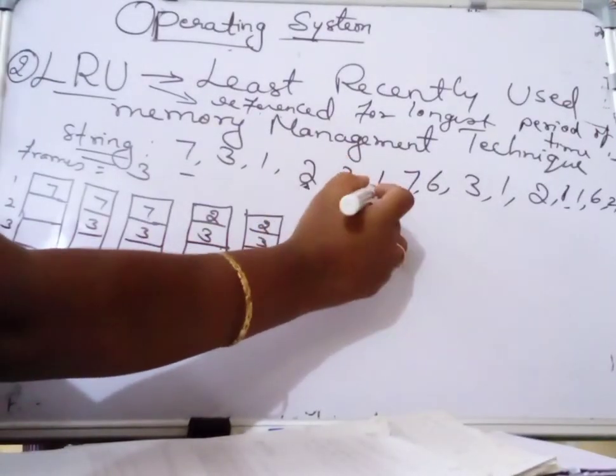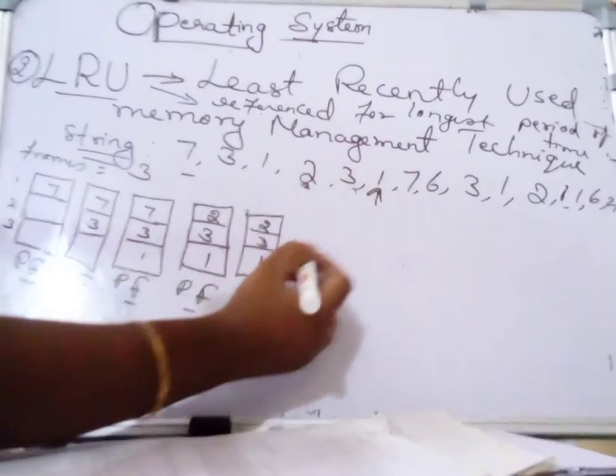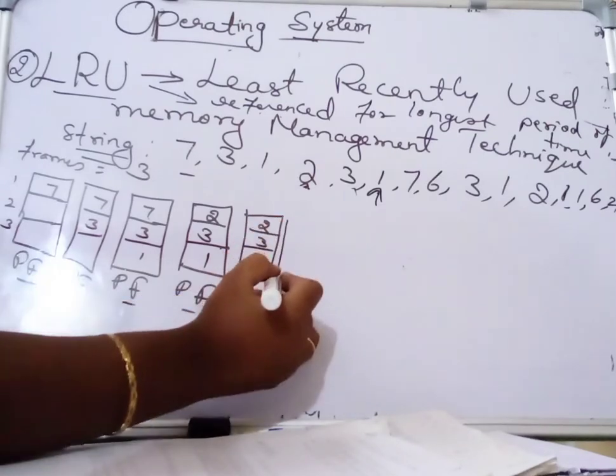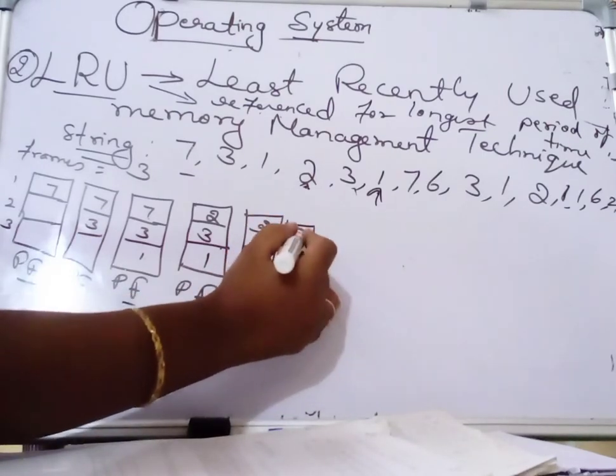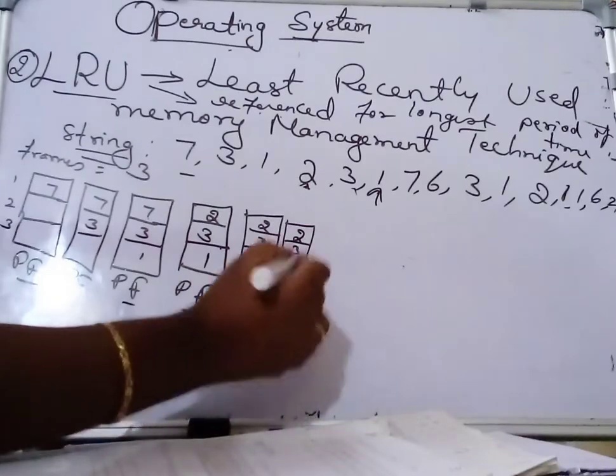Then what is the next page? Next is 1. 1 is also already there, so it is also not a page fault. 2, 3, 1: 1 is already there.